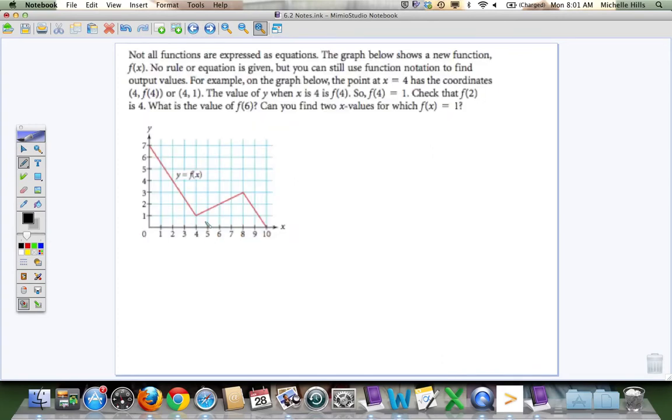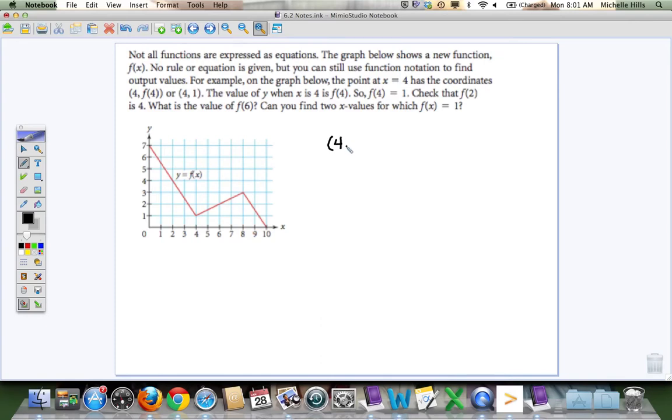Sometimes, as it says, we don't actually have an equation for something. We don't have an equation for these red zigzag segments. But we do have a graph for them, and we do know, looking at this, that it's a function because it would pass the vertical line test. As long as they give me the graph of the function, I can find the value of the function at different values of x.